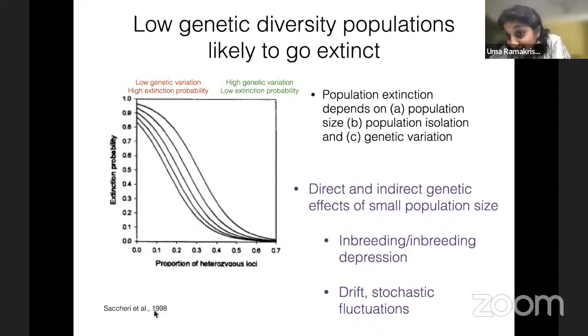This is around the time I started my PhD, so I was very influenced by this work, that when you have butterfly populations with a lower proportion of their loci being heterozygous, extinction probability is high.